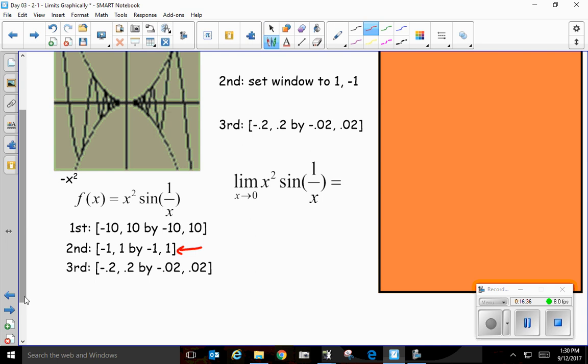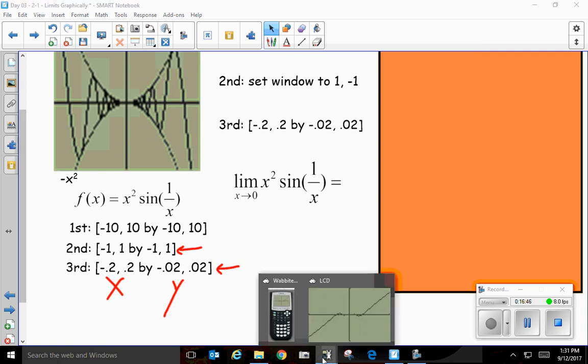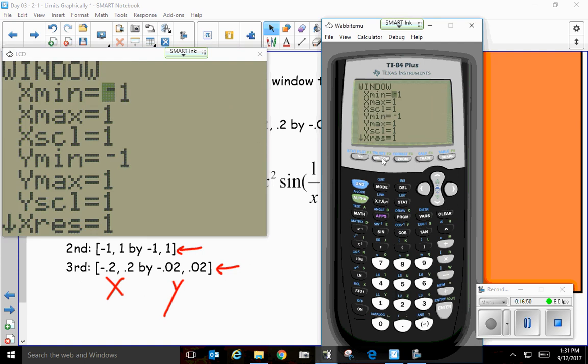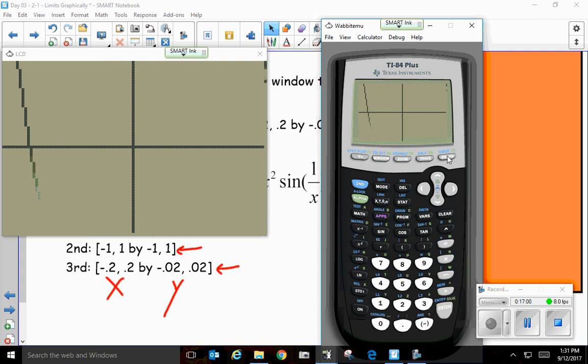From -0.2 to 0.2 on the x's. And on the y's, be careful. I want -0.02 to +0.02. Okay. So I'm going to go back to my window, go with -0.2 to 0.2, and then -0.02 to 0.02. And when I graph that, oh, look at that.